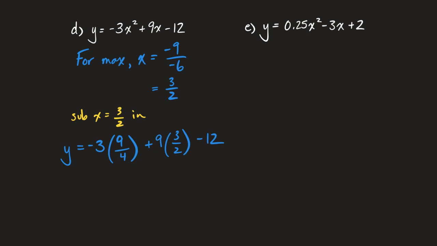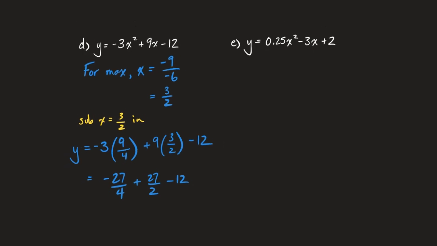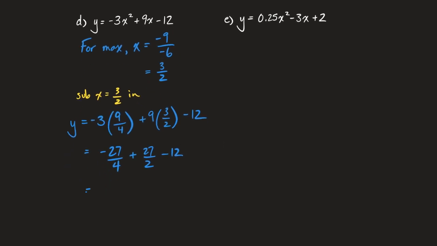Okay, I can keep going with what I've got. Now, that's going to give me a negative 27 fourths plus a 27 halves minus 12. I'm going to shrink that down just to give myself a little bit more room. I get a common denominator of fourths. When I double my 27 with my common denominator, there is my check that tells me I'm correct. And now I can clean it up. On top, negative 27 plus 54 gives me a positive 27. 27 minus 48 gets me to negative 21 fourths.